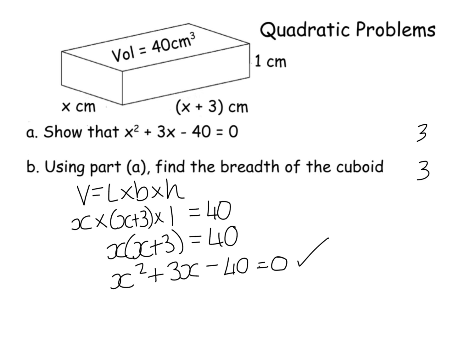So there's part A. Part B says use your answer to part A. Well, I got it. Find the breadth of the cuboid. Now, the length and the breadth is basically asking you to find x. Had they asked for the length, I'm going to find x and then add on 3. But they've asked for the breadth, so they're just asking us to find x. So let's scroll.